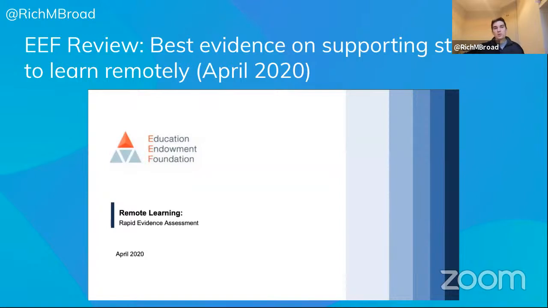And this is a review that was commissioned by the DfE back in April when all of the coronavirus stuff was starting to kick off and schools were closed and people were looking around for resources to understand how best to deliver this new way of schooling. So that's how the review came to be. But the main principles of this review are exactly the same now as they were back in April, albeit in a slightly different context.